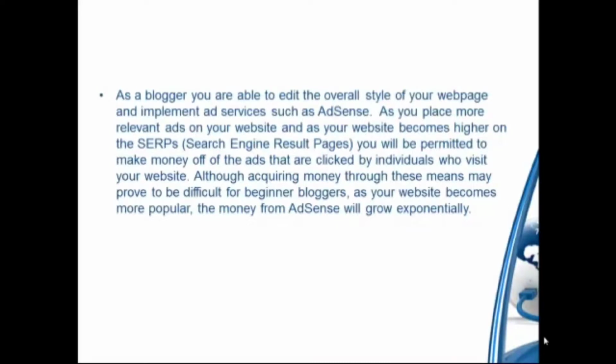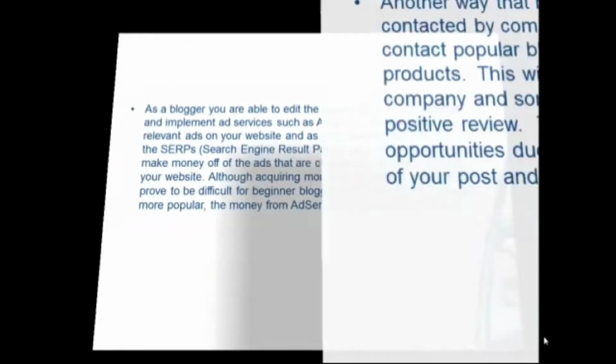AdSense. As you place more relevant ads on your website, and as your website becomes higher on the SERPs, search engine results page, you will be permitted to make money off the ads that are clicked on by the individuals who visit your website. Although acquiring money through these means may prove to be a bit difficult for beginner bloggers, as your website becomes more popular, the money from AdSense will grow exponentially.